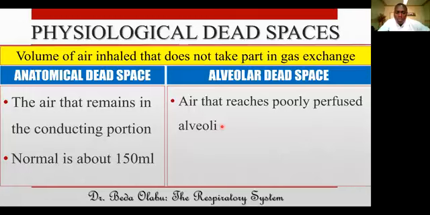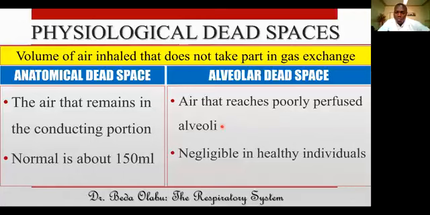In a normal person, the alveolar dead space should be 0. You shouldn't have some value here in a normal person. But in cases of disease, there are some regions of the alveoli that may not be perfused. For example, in a patient who has pulmonary embolism.